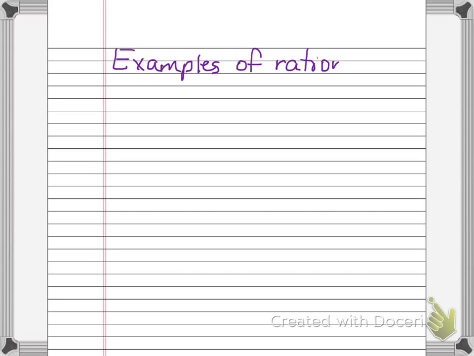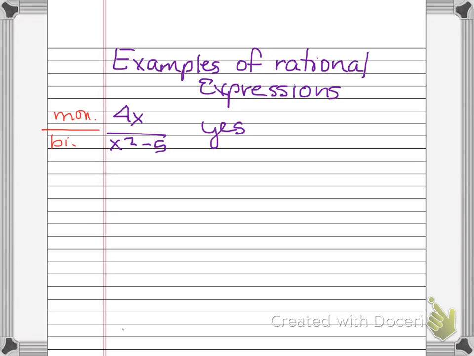So let's look at a couple of examples of rational expressions so we understand exactly what they are. 4x over x squared minus 5. Yes, that is a rational expression because it is a monomial over a binomial. Remember that a monomial is still considered part of the polynomial family. So that is definitely a rational expression.